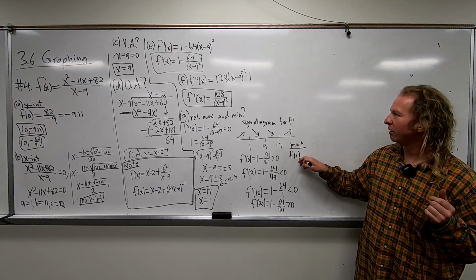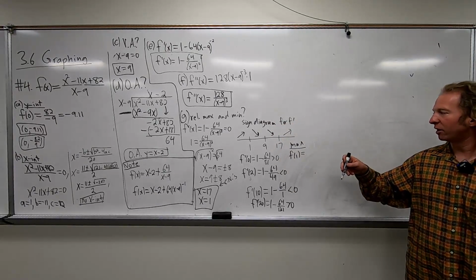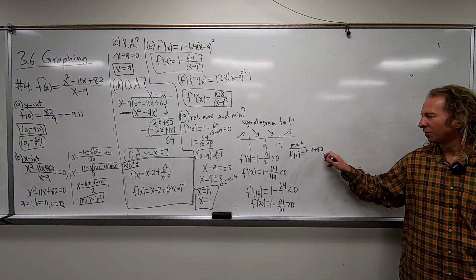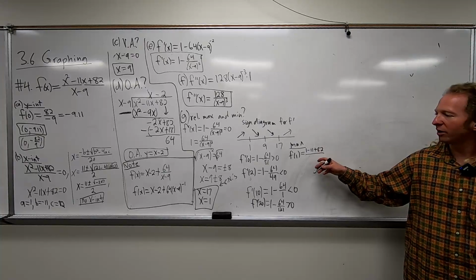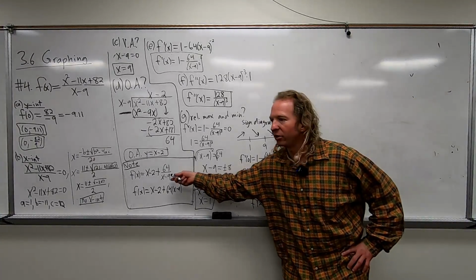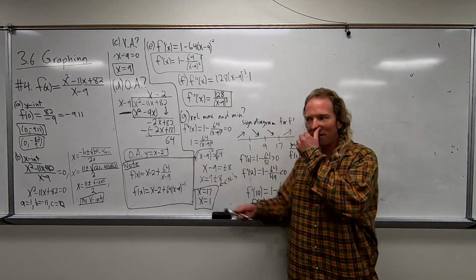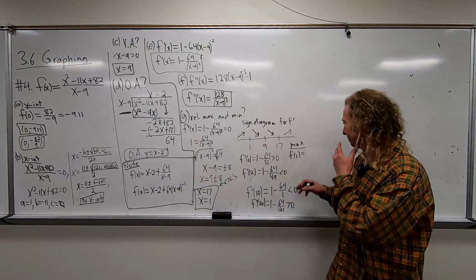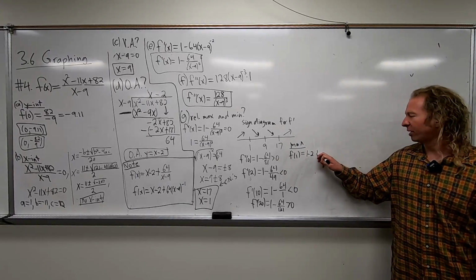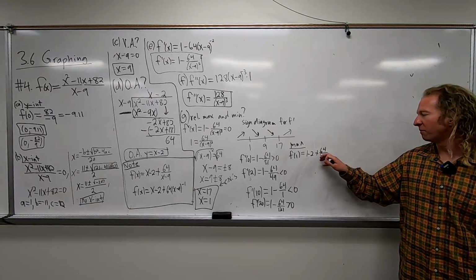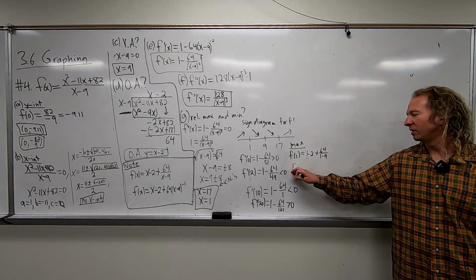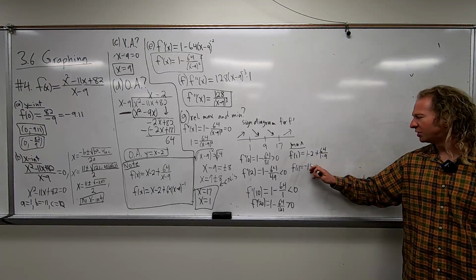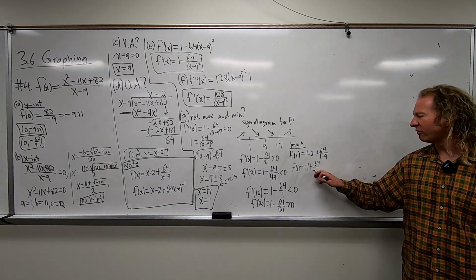So f of 1, going back to the original function, would be 1 minus 11 plus 82 over 1 minus, oh, you know what? We don't have to plug it into this one. We can plug it into this one too, can't we? It might be easier. Yeah, let's use this one. So 1 minus 2 plus 64 over 1 minus 9. So that's going to be negative 1. Oh, look, 64 over negative 8.